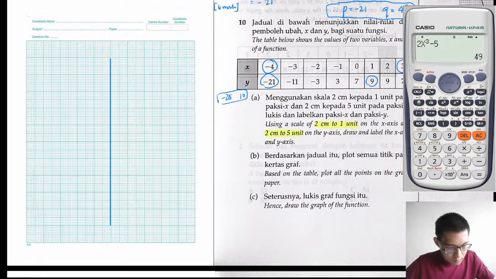Okay, so I try to move them. Why so big? Okay.